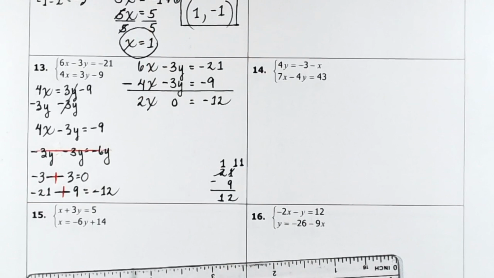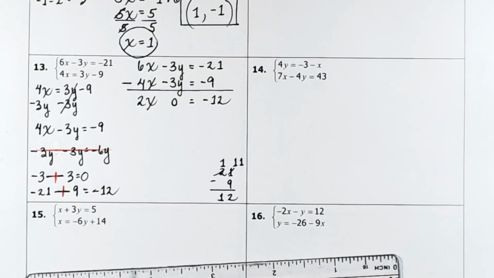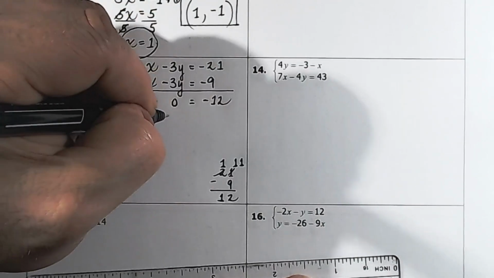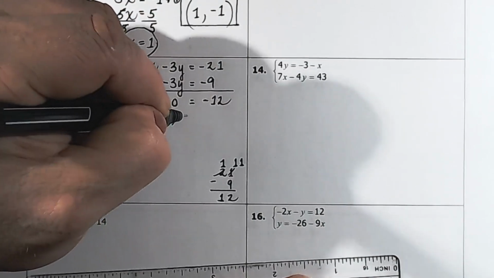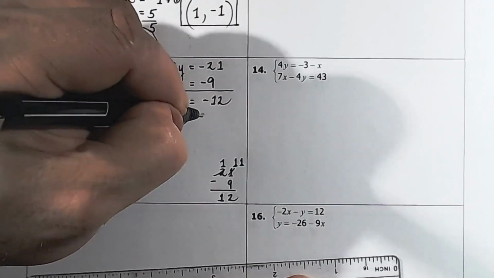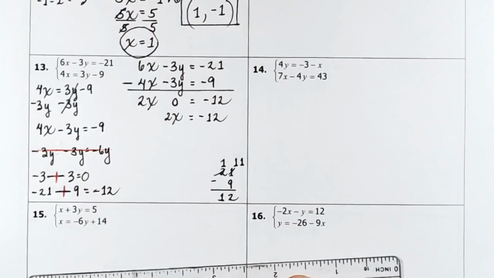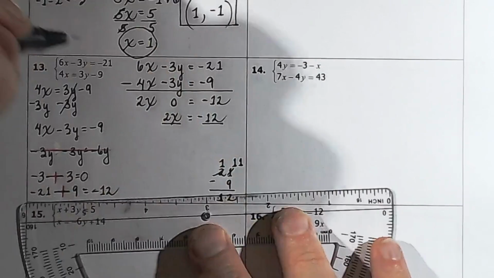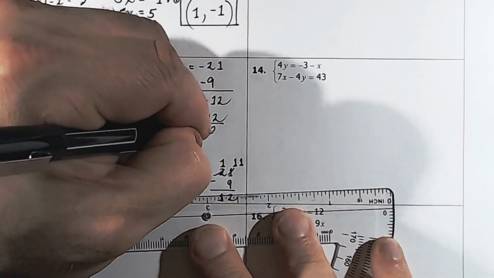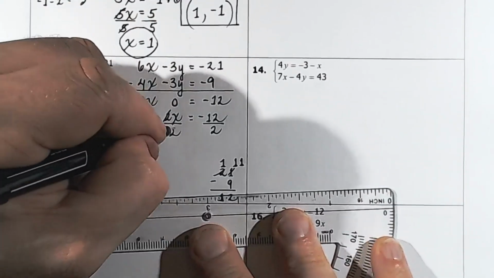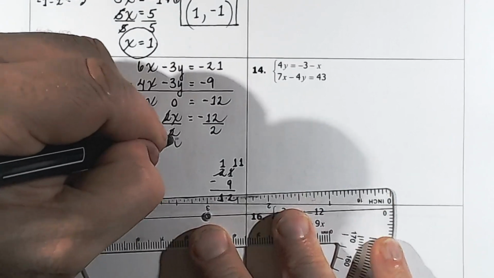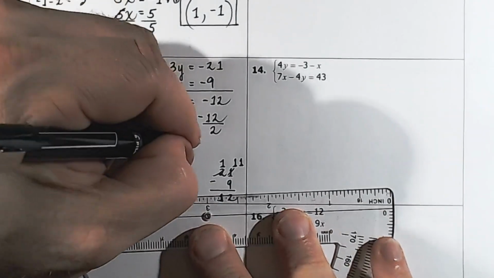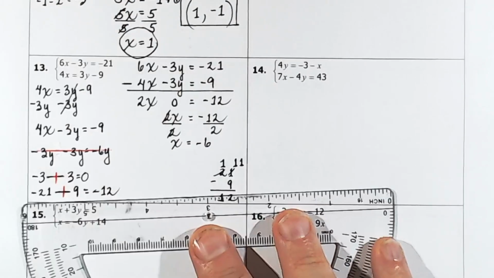Lots of landmines here in this problem. This is a difficult problem. So now we can simplify to 2x equals negative 12. And now I just divide both sides by the x coefficient of 2. Okay, cancel, cancel. And we have x equals negative 12 divided by 2, which is negative 6.